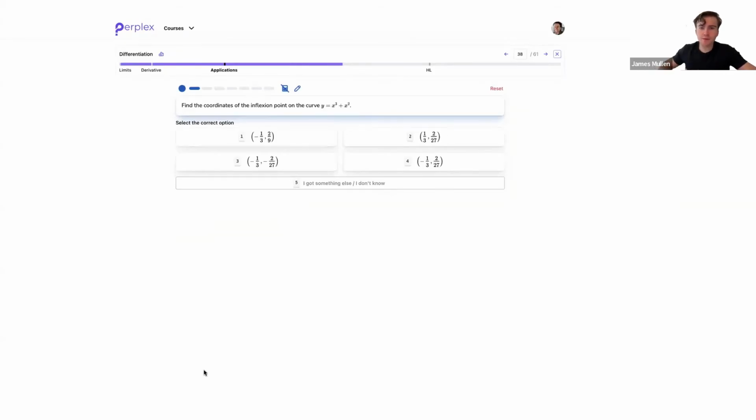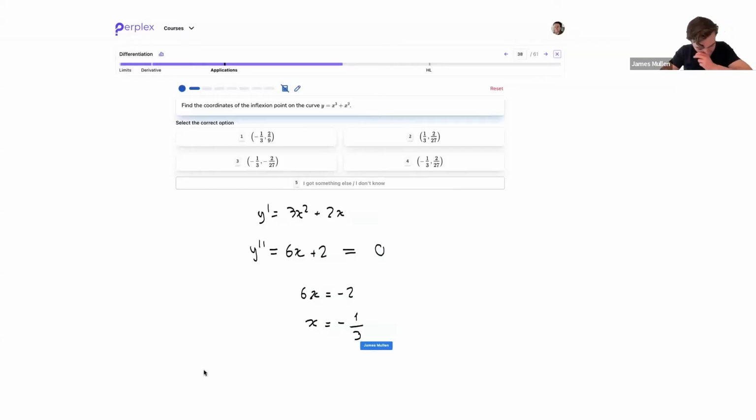All right, that is enough time. So I have y is equal to x cubed plus x squared. So y prime is equal to 3x squared plus 2x, and y prime prime is equal to 6x plus 2. That is equal to 0 when 6x is equal to minus 2, so x is equal to negative 1 over 3. And 6x plus 2 is a line that is going straight up, so it is going to change sign. So I'm going to have an inflection point at x is equal to minus 1 over 3.